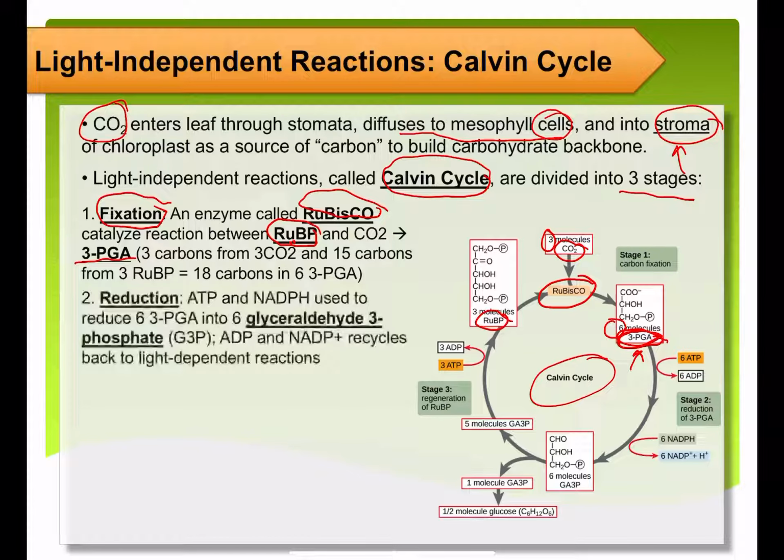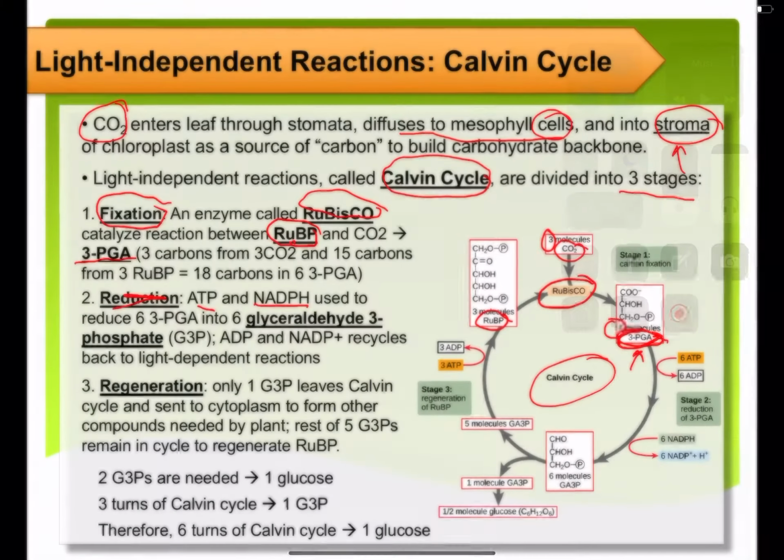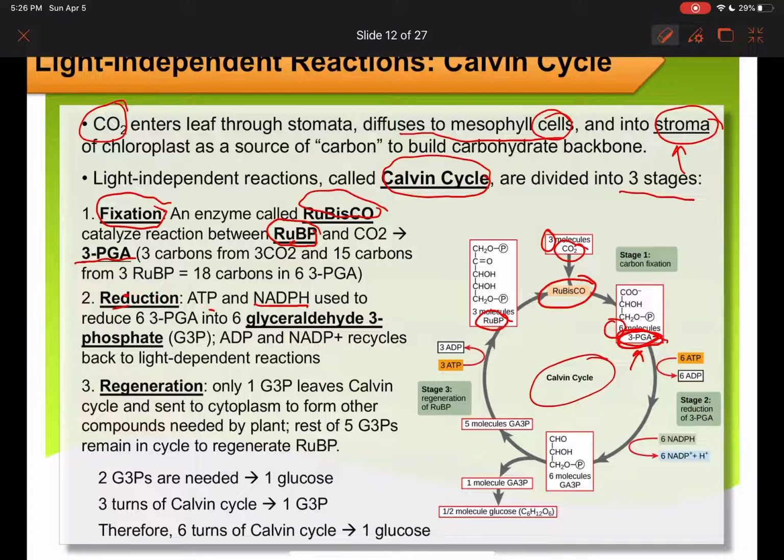The second stage is called reduction, where ATP and NADPH from light-dependent reactions are used to reduce 3-PGA into 6 glyceraldehyde 3-phosphate. So again, this is the second stage right here. The second step is called reduction. Oh, excuse me, I crossed it out. Let me erase that. Okay. So it's a reduction reaction, and you're using the energy and electrons provided by the ATP and NADPH to turn your 3-PGA into glyceraldehyde 3-phosphate.